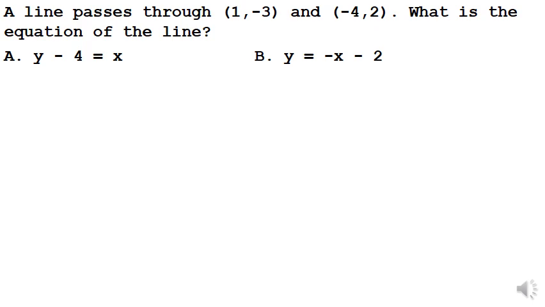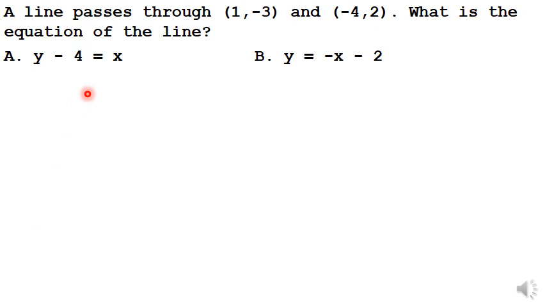The line passes through 1, -3, and -4, 2. What is the equation of the line? A, y minus 4 equals x. B, y equals -x minus 2.